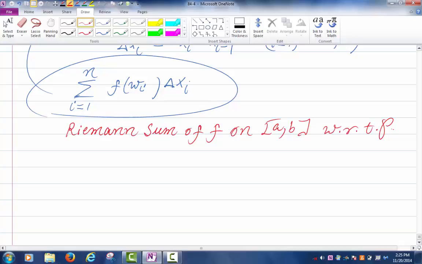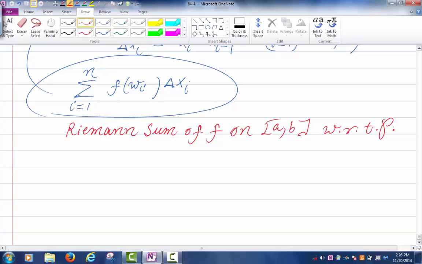How many Riemann sums can I form for the same function and the same interval? Infinitely many. It depends on the partition. For every given partition, I can form a Riemann sum. So there are many Riemann sums for the same function on the same interval; it varies over which partitions you pick.